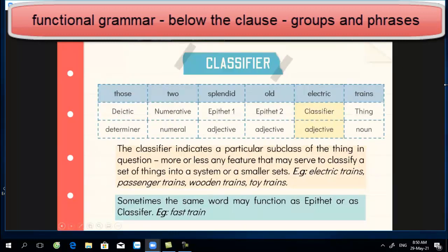And the classifier. A classifier indicates a particular subclass of the thing in question, more or less any feature that may serve to classify a set of things into a system or a small set. For example, electric chains, passenger chains, wooden chains, toy chains, and sometimes the same word may function as epithet or as classifier, for example, fast chain.